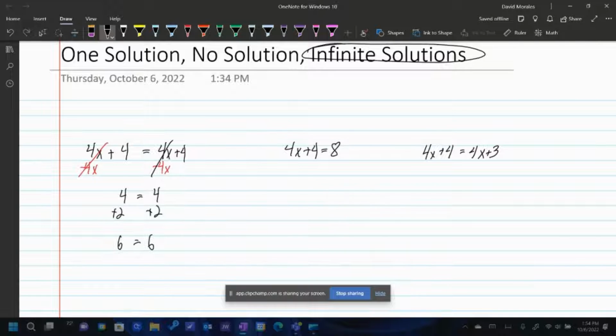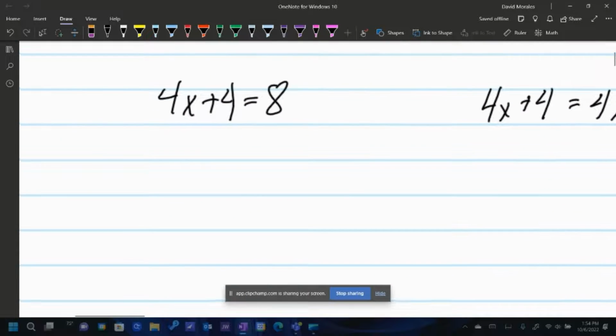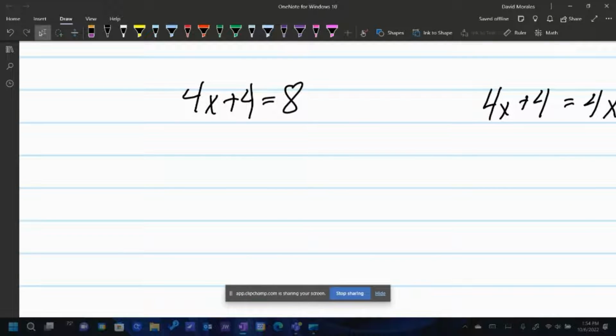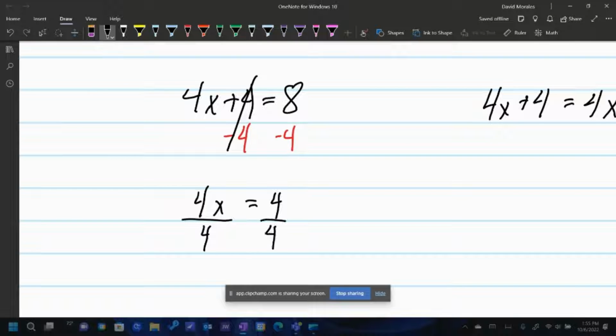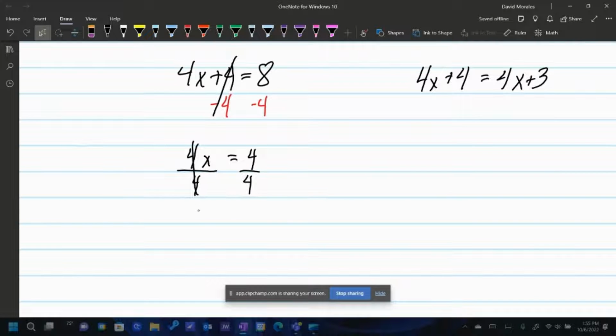Now there's also one solution, and that's the one that you have been seeing for the most part. You have a two-step equation like this, right? As you isolate the letter by subtracting 4 on both sides, the 4x cancels out. 8 minus 4 is 4. You divide by 4 on both sides, and you're left with x equals 1. 4 divided by 4 is 1.